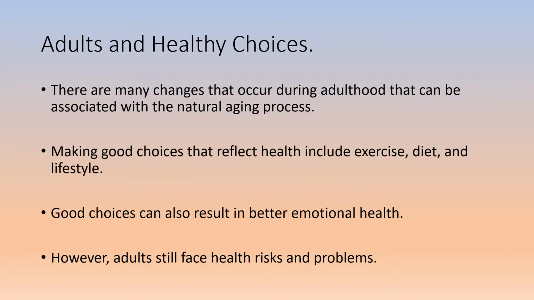Now there are many changes that occur during adulthood that can be associated with the natural aging process, such as making good choices that reflect health, including exercise, diet, and lifestyle. And these good choices can also result in better emotional health for people. But even if you're pretty healthy as an adult, you can still face some health risks and problems.